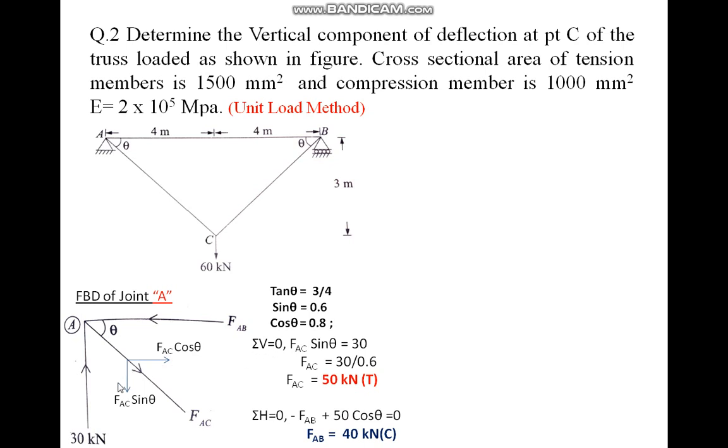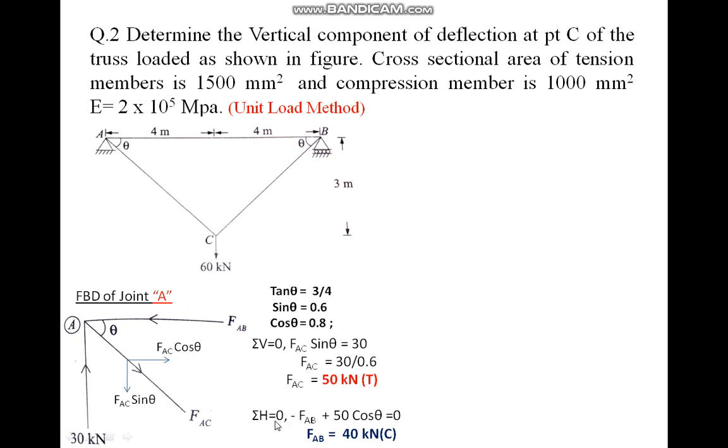Summation of V equals 0. 30 kilonewton is upward, positive, and FAC sin theta is downward, so that comes with a minus. So FAC equals 30 divided by 0.6, which gives 50 kilonewton. Here FAC was assumed away from the point, so it is called tension.